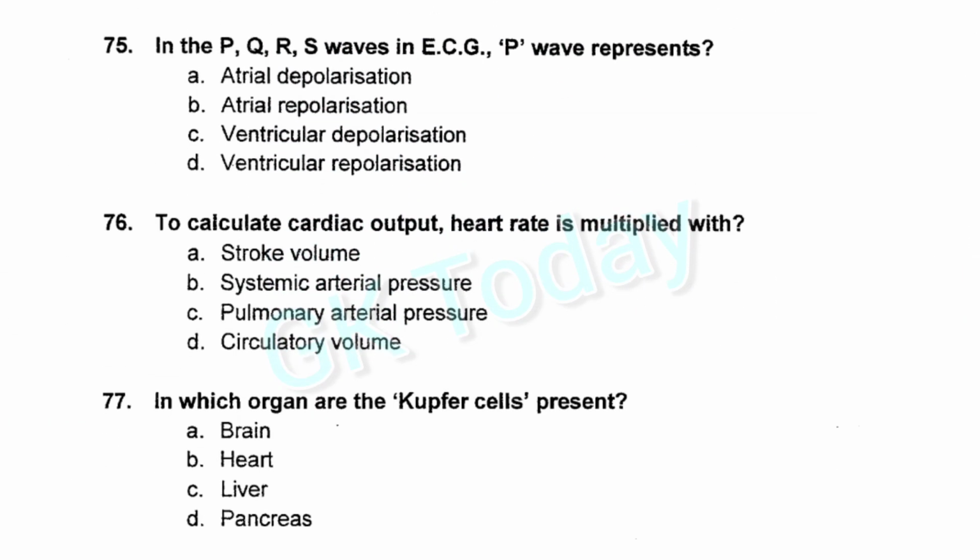Question number 75. In the PQRS waves in ECG, P wave represent? Correct answer is option A, atrial depolarization. 76. To calculate cardiac output, heart rate is multiplied with? Correct answer is option A, stroke volume. 77. In which organ are the Kupffer cells present? Correct answer is option C, liver.